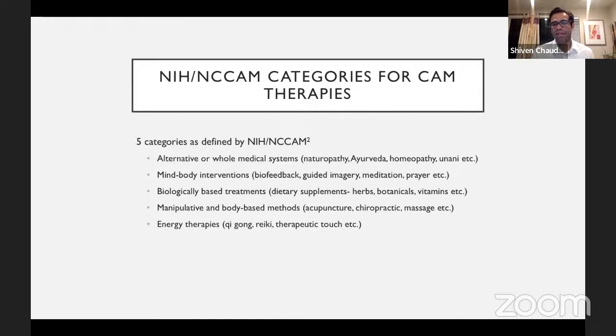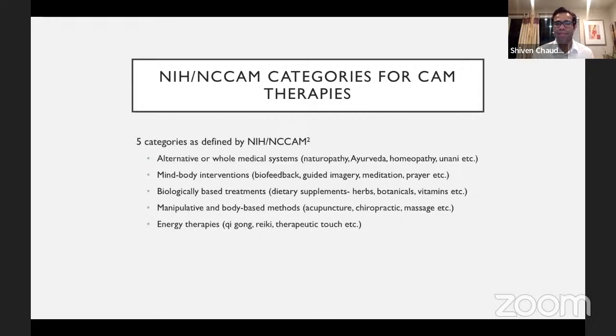So Ayurveda is a whole medical system because it was made independently of Western medicine. It has its own guiding principles. It has its own physical exam. It has its own way of taking history. And it's all sort of useful because a lot of these whole medical systems, they talk about energy medicine, which is almost completely and entirely missing in Western medicine.